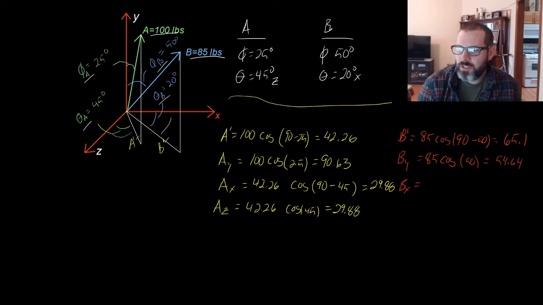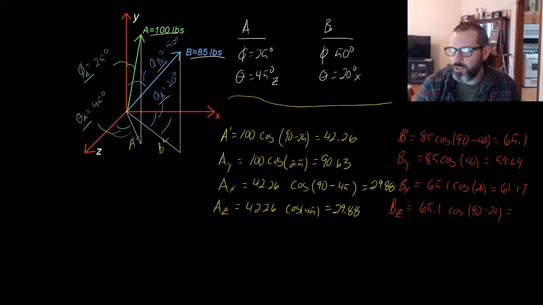Bx equals 65.1, B prime, times the cosine of theta b. And since for vector B the transverse angle is measured to the x-axis, we don't need to do 90 minus here. We can just put that in here and say 20. This equals 61.17. And if we do BZ, it's equal to 65.1 cosine of 90 minus 20. And that is 22.27.